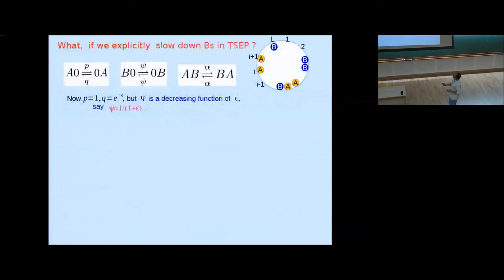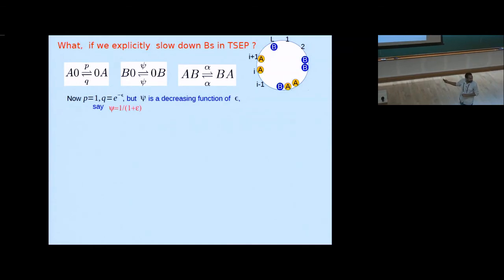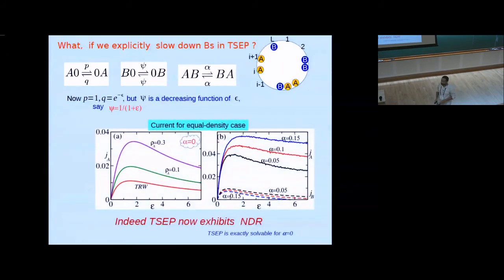Okay, so now if that is the case, then we go back to this two-species exclusion model, and this was not biased. But what if you put explicit dependence on the bias? They are diffusing, but with explicit bias. And in this case, we show that actually you get a negative response here. Okay.